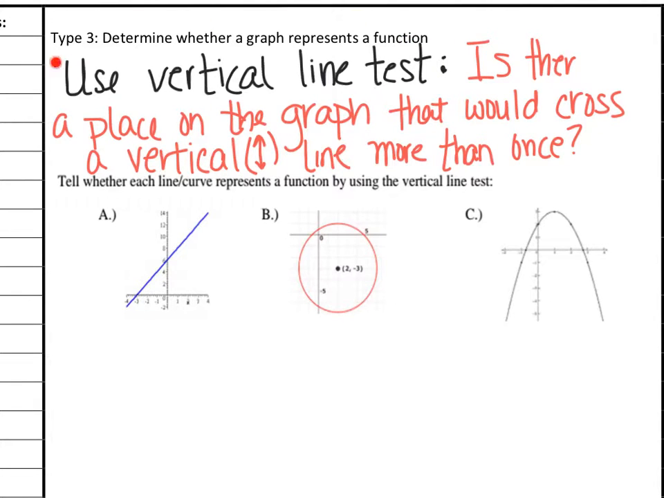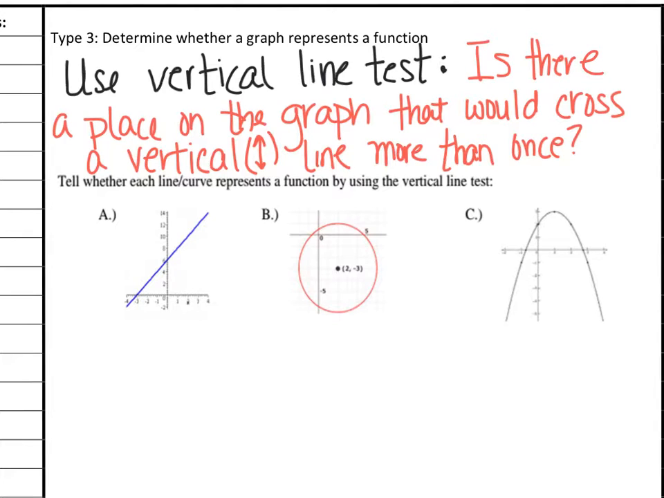So last year, this is one of the things that the 9th graders remembered from Mrs. Booth's class, so maybe this will be a thing that you guys remember too. So, the vertical line test. All we're asking is, is there a place on the graph that would cross a vertical, which is an up and down line, just in case you don't know, more than once? All right, so I need to be able to draw that vertical line anywhere on the graph and not cross more than once. So in A, if I draw my vertical line, that vertical line hits the graph 1 time.